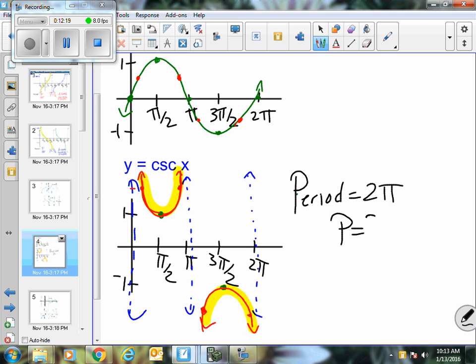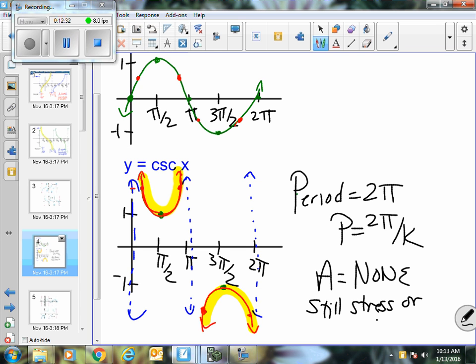So our period formula would be 2 pi divided by k. And again, amplitude: is there a top or a bottom? Absolutely not, there isn't, but you can still stretch or compress. That still happens, so that's totally fine. But it's just not going to technically have an amplitude number because there's no height that we can measure.